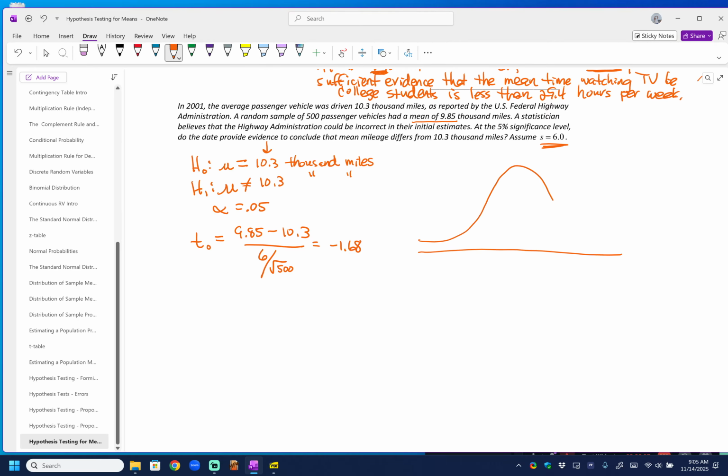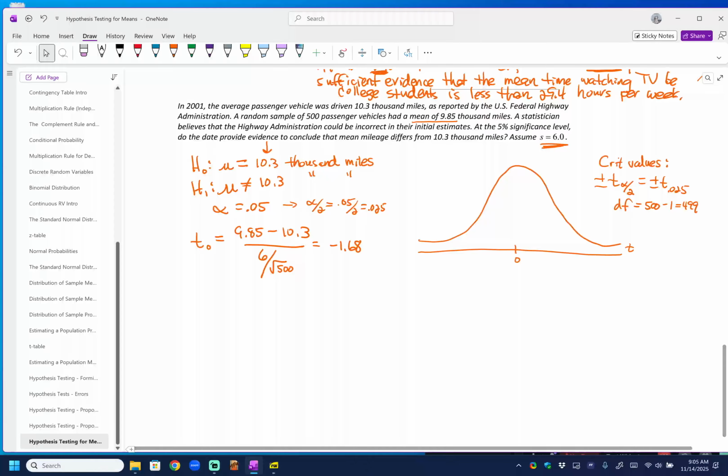So we're looking at critical values this time because it's going to be plus or minus t alpha over 2. So remember, alpha is 0.05, which means alpha over 2 is 0.05 over 2, which is 0.025. So therefore, we're going to have plus or minus t sub 0.025 at degrees of freedom equal to 500 minus 1, which is 499.